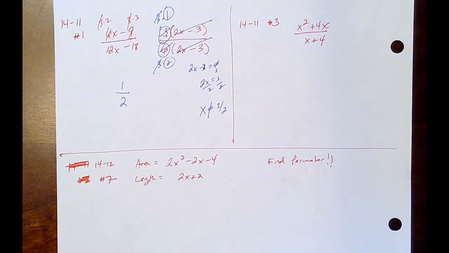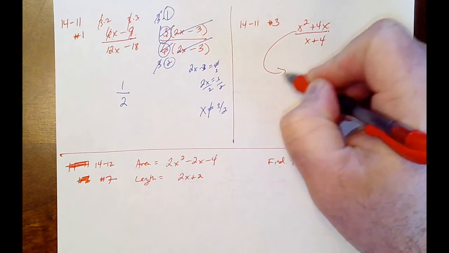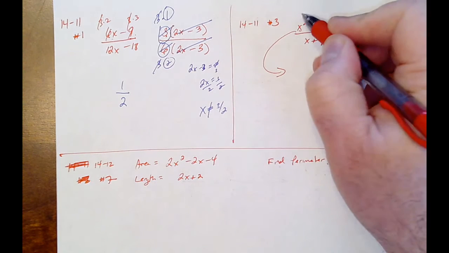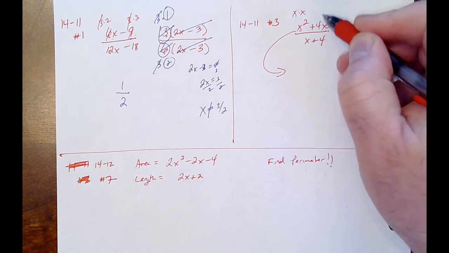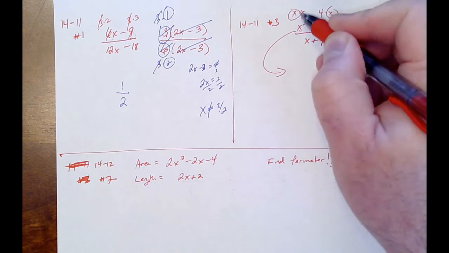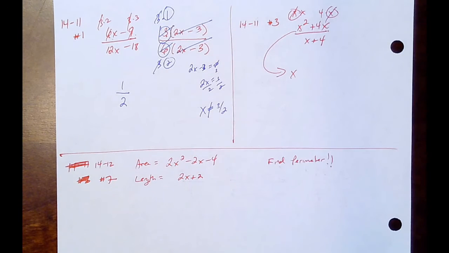Number 14, page 1411, number 3. Again, looking for the GCF. What you guys are missing on this one is this. The GCF doesn't have to be a number. It could be a letter. X squared is x times x. 4x is 4 times x. They have x in common. That's my GCF.